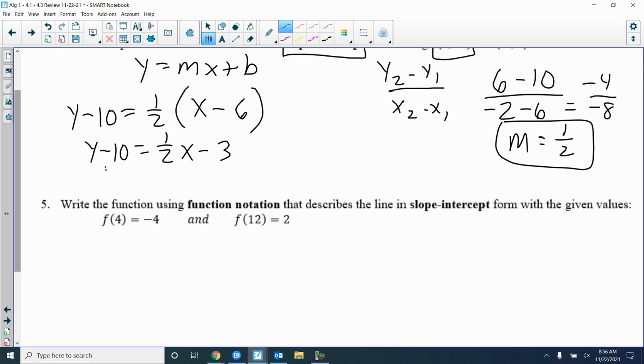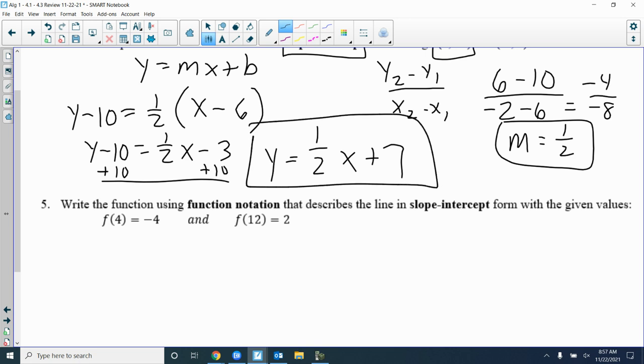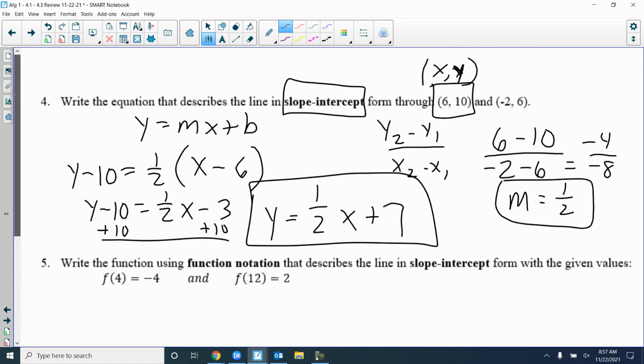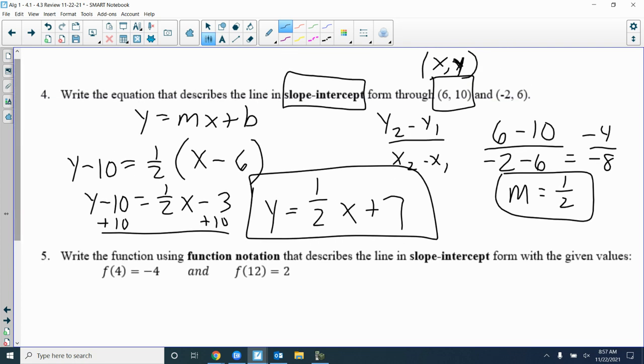Plus 10 on each side. So then it's y equals 1/2 x. Hang on a sec. Y equals. Go ahead. 1/2 x plus 7. Nice job. Guys, that's probably the most work you're going to do on a problem. When you have to get it from given 2 points, you got to get the slope first. And a few of you picked -2/6, which is fine. You end up with the same answer. So you got to make sure you end up with the same answer.